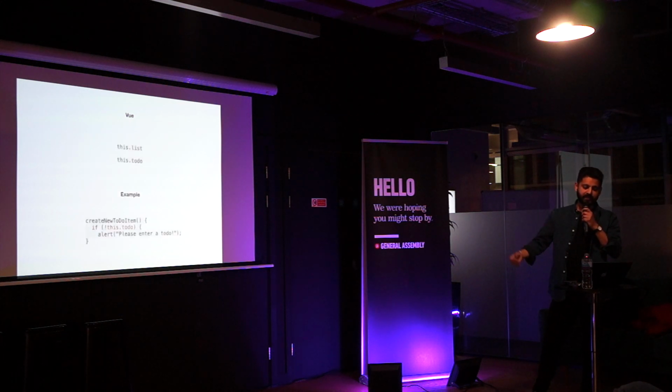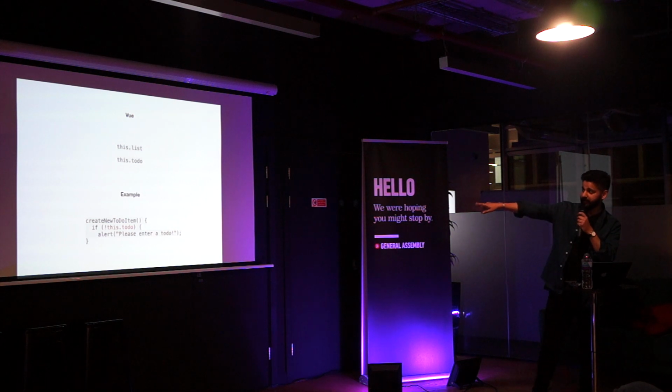These values then become accessible on the component's instance of this. So list becomes accessible by writing this.list, to-do becomes this.to-do, and so on. And as you can see from the example code in our create new to-do item, we reference this.to-do.